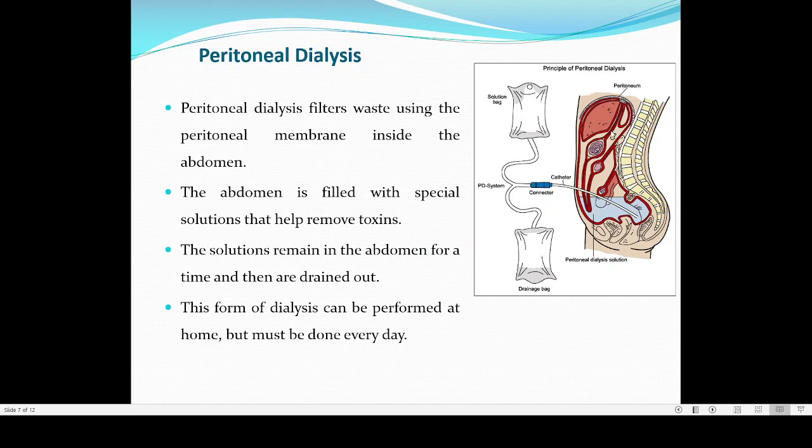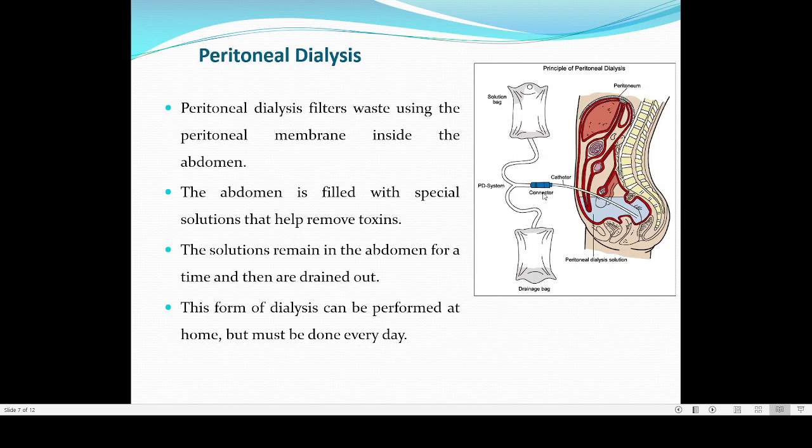So there are two types of bag. The abdomen is filled with a special, slightly salty solution, and that will remove most of the waste material. The advantage of this peritoneal dialysis is that you can do it at home also. There is no need to go to a hospital, because a very simple instrument is used. There is only an injection needle. Once it is attached to your body, the only thing you have to do is connect this bag at this connector.